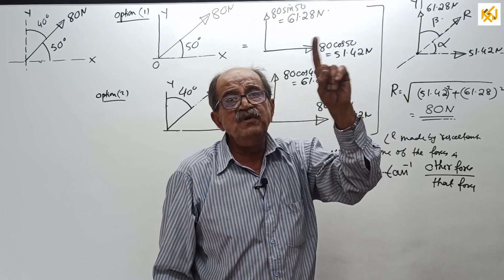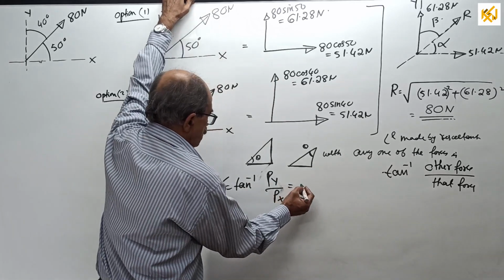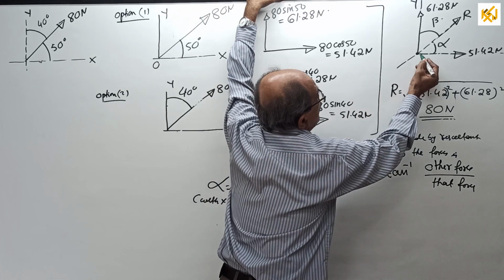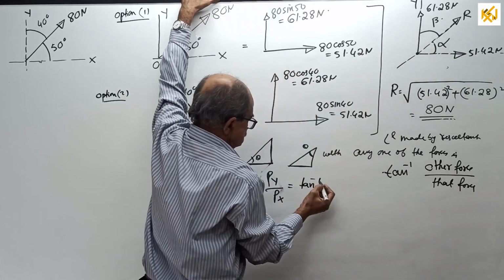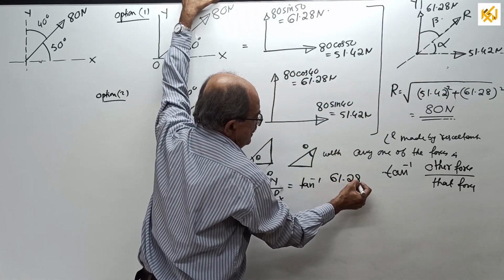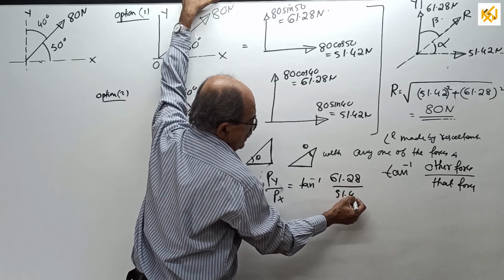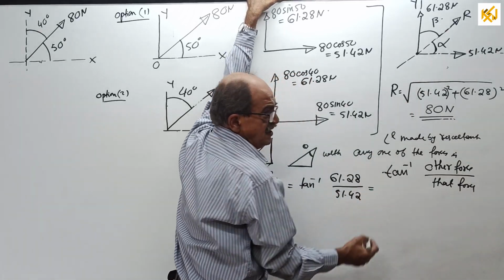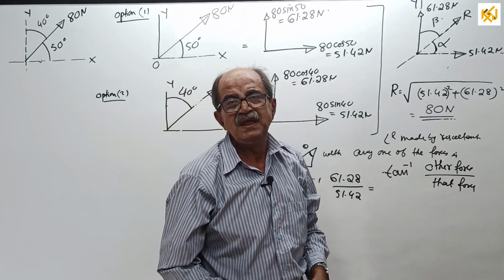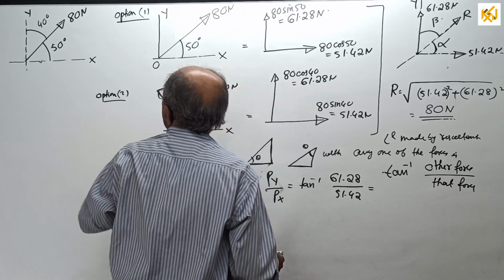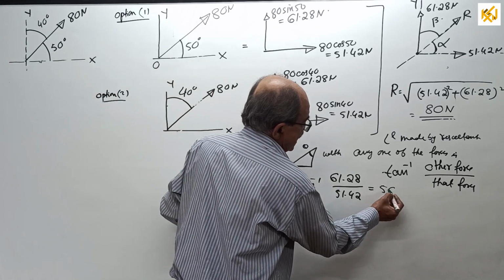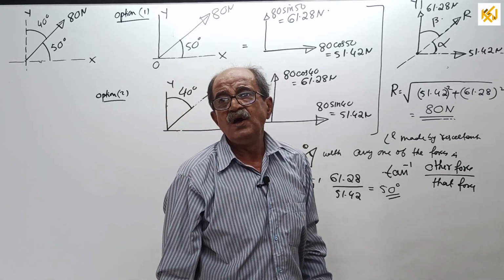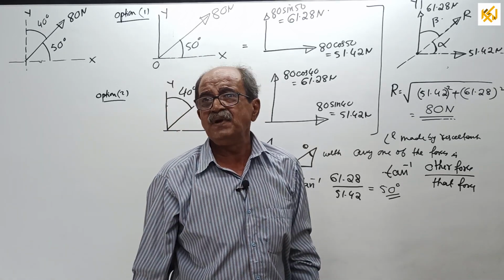So the other will come first. So alpha equals tan inverse of, I want alpha with which one? X direction. So the other force, 61.28 divided by 51.42. That will give you this angle. I am not calculating, I have full confidence in myself. Therefore 100% the answer will come 50 degrees. That's a check for you. It will come, maybe 49.99 or 50 point something, because of rounding off error.